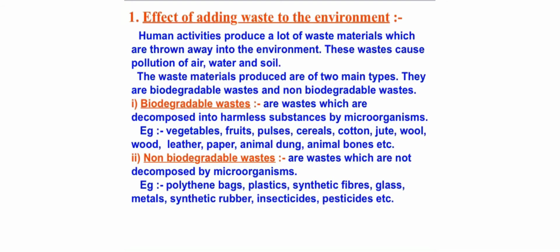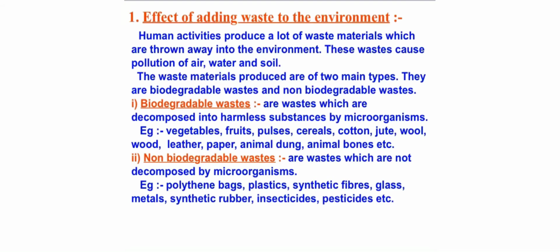Examples of biodegradable waste are vegetables, fruits, pulses, cereals, cotton, jute, wool, wood, leather, paper, animal dung, animal bones, etc. Now let us see how this biodegradable waste affects the environment. During decomposition of substances, a lot of foul smell spreads in the surrounding area. This is the first effect. And the second effect is that the place where these biodegradable substances are present along with moisture, insects like mosquitoes and houseflies will develop and they will cause diseases.